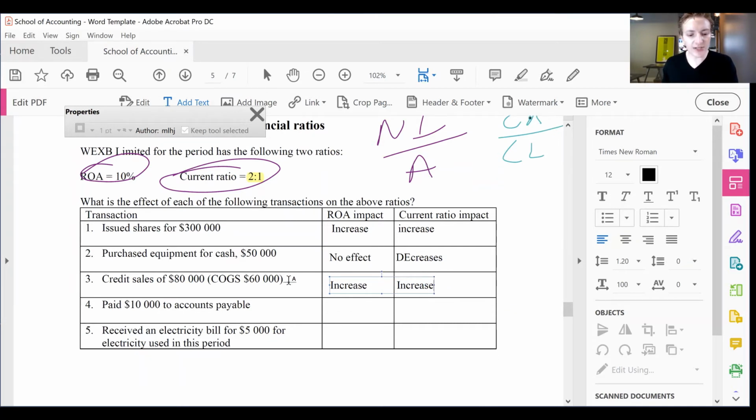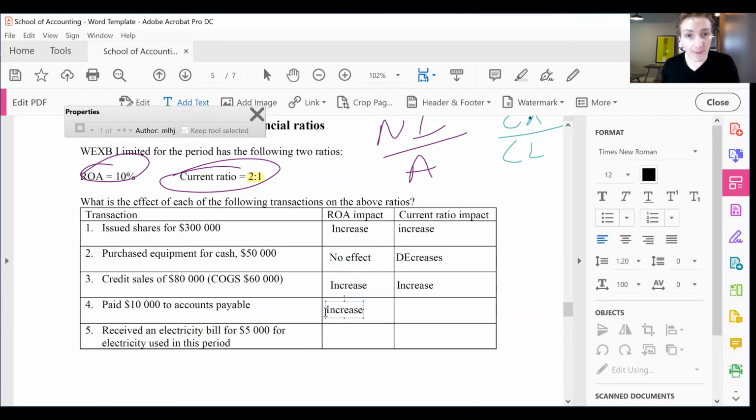So in the next one, it says we've paid $10,000 to accounts payable. So here the firm has shifted 10K in cash to accounts payable, i.e. used cash to pay off debt. Now with ROA, we can see immediately what would happen. Here we've reduced our assets by $10,000. That is going to lead to ROA increasing. As a result, ROA would increase, and we can immediately see that.